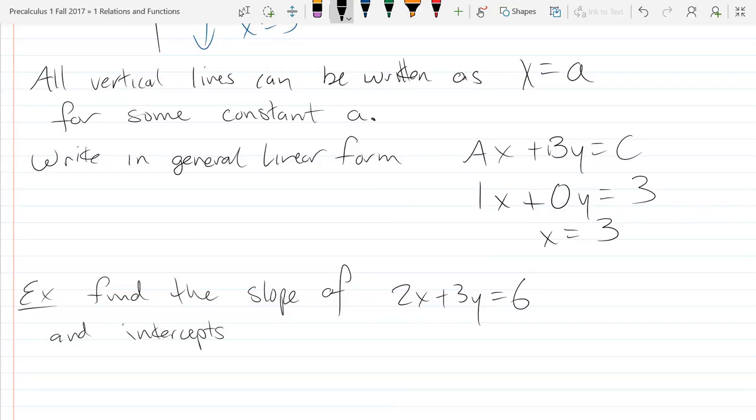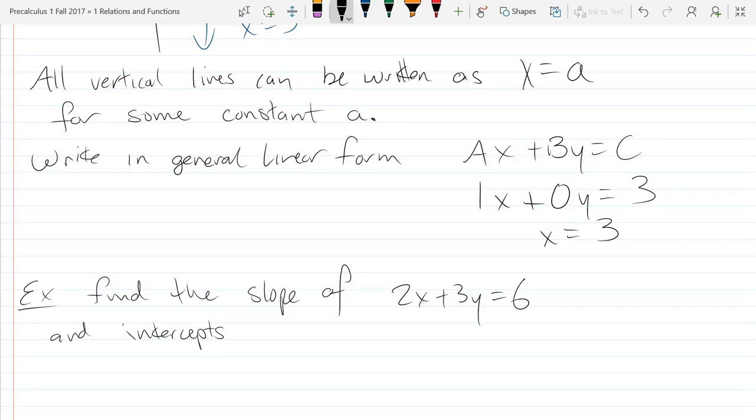So on the next example, we're going to find the slope of this line. Now, it's a line because it's in general linear form, so it's going to be a line. How do I know it's not a vertical line? What would indicate that this is not a vertical line? Yeah, so if it's a vertical line, it better not have any y in here. So if it's a vertical line, you'd see a zero here. So it's not going to be a vertical line.